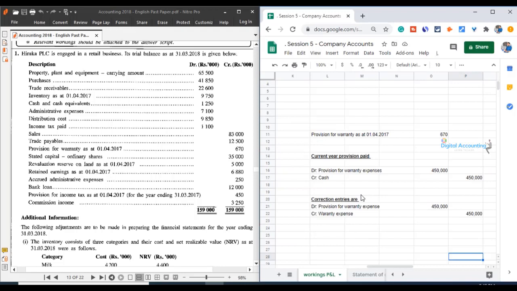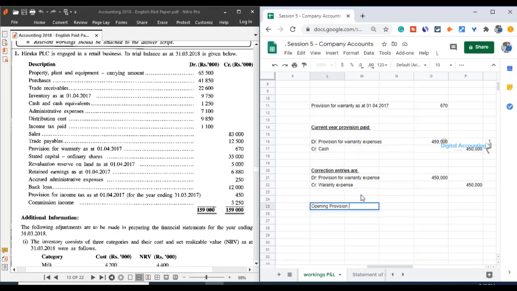Then for the current year, company has decided to provide 750,000 for current year sales. Opening provision balance for warranty expense is 670,000. What it means is last year sales, they need to provide an expectation of 670,000 warranty expenses. So that is, we need to provide correction entry in the provision for warranty expenses account. So we need to reduce this 450,000 here. And the closing balance, as at 31st March 2018, it should be 750,000.